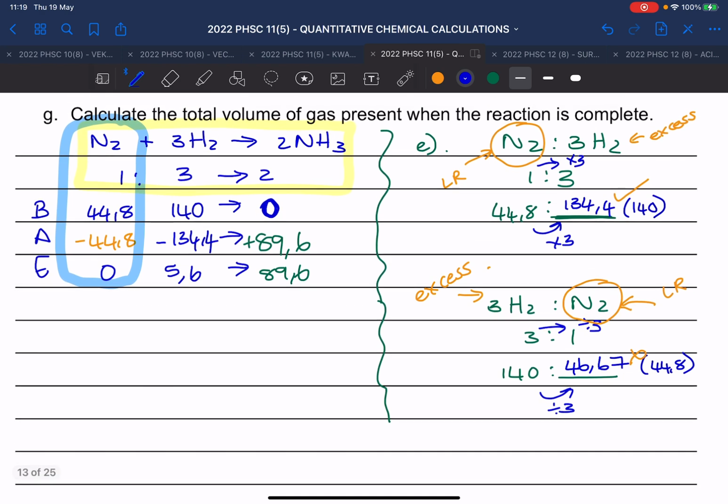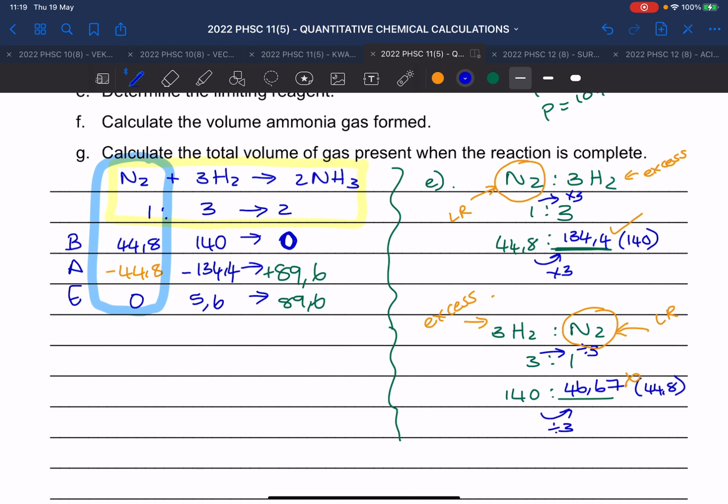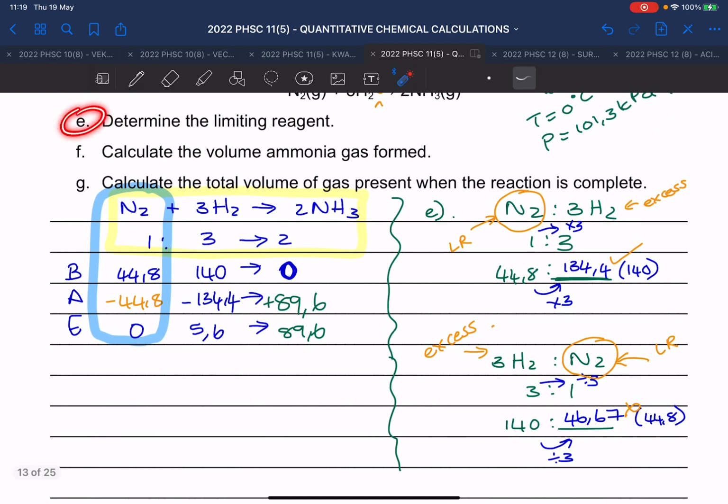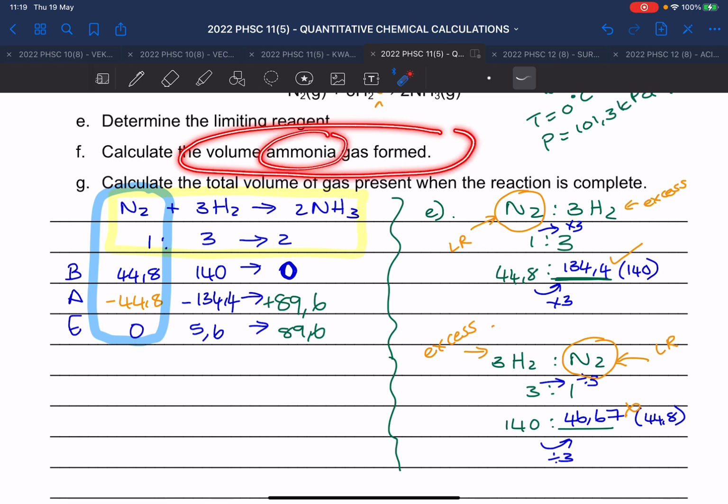Okay, so what did we just do? How is this different? Now, instead of converting all of this into moles, we used volumes. Why? Because we're busy with gases and they're at the same temperature and pressure. If it's not gases and not the same temperature and pressure, then you have to convert everything to moles. Okay, right. So question E was determine the limiting reagent, and we determined it to be nitrogen. Then they asked calculate the volume of ammonia gas that formed. We got it to be 89.6.